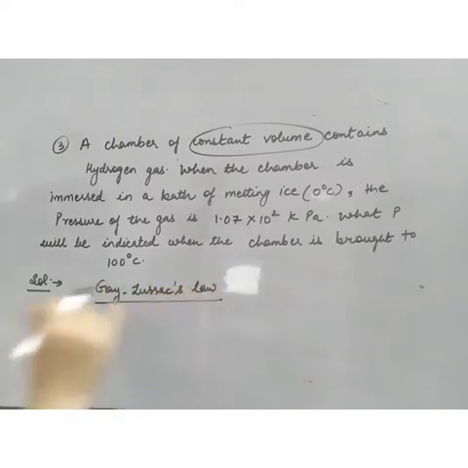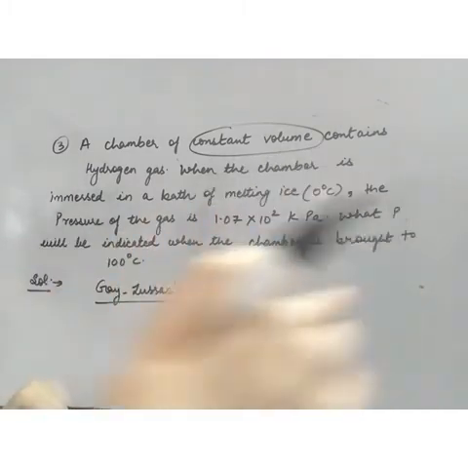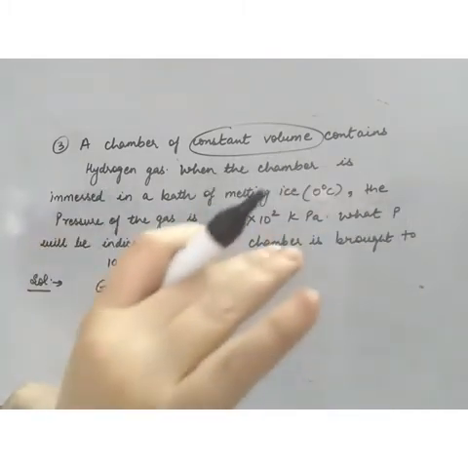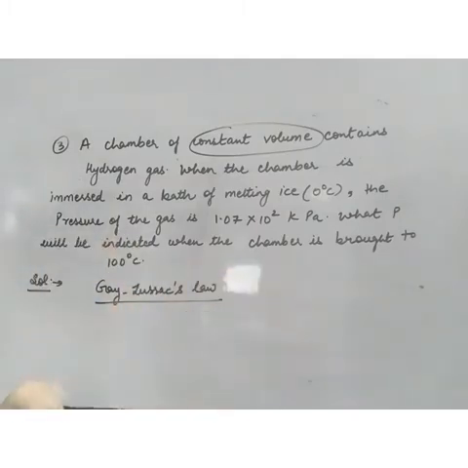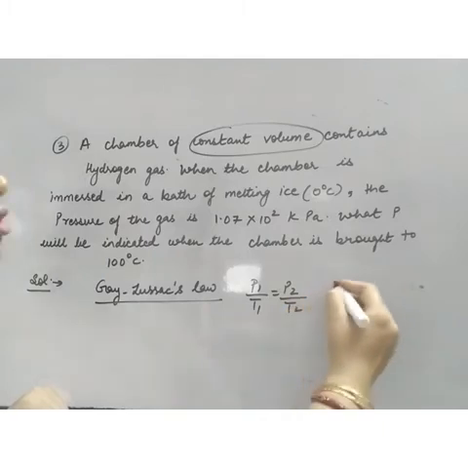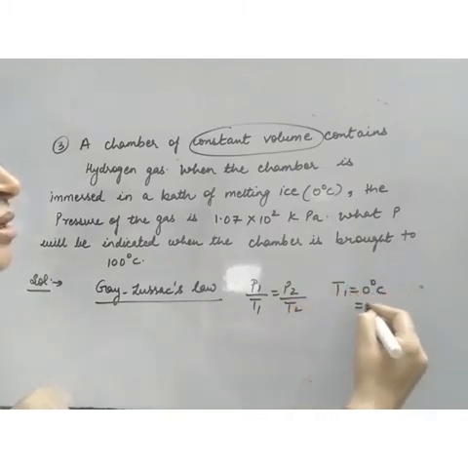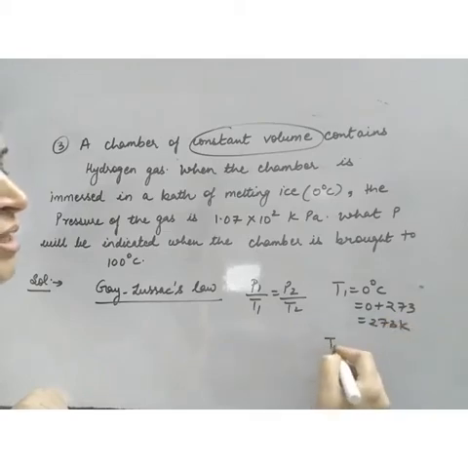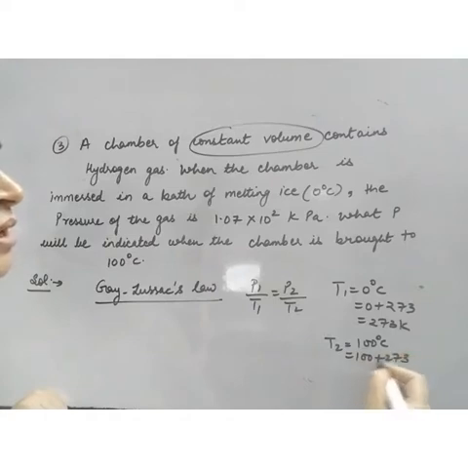So by looking at the condition, which quantity is constant? If temperature is constant, it is Boyle's law. If pressure is constant, it is Charles' law. If volume is constant, it is Gay-Lussac's law. So P1 upon T1 is equal to P2 upon T2. Again, we have to change the temperature to Kelvin. So T1 is 0 degrees Celsius, that is 0 plus 273, so it is 273 Kelvin. And T2 is 100 degrees Celsius, so it is 100 plus 273, that is 373 Kelvin.